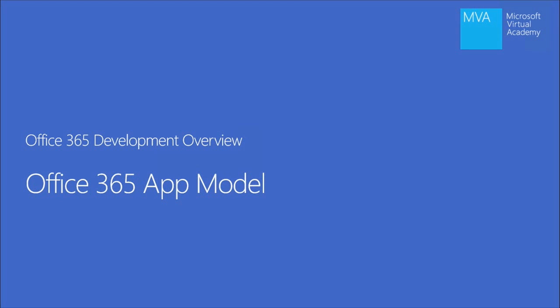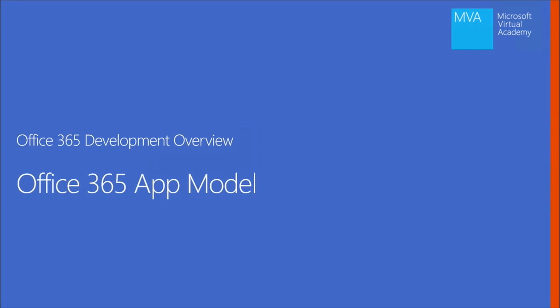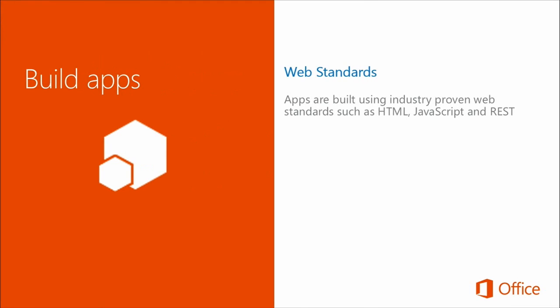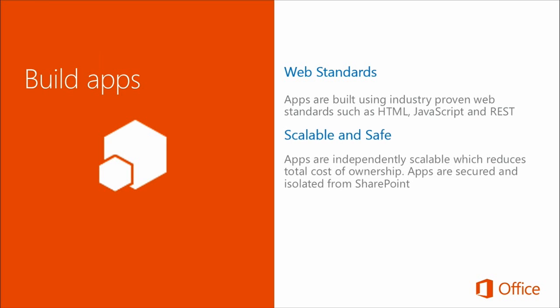So with that, what we'll do is we'll jump straight into an overview of the app model, and then once we've done that, we'll jump into what we mean by the APIs as well. So with the app model from a user interface perspective, I think where we're really looking at here is, as Brian's mentioned, we're building against those web standards, whether you're building with HTML and JavaScript and REST. We have the ability now, because we're separated and decoupled from the products that we're running within, that we can actually independently scale those apps.